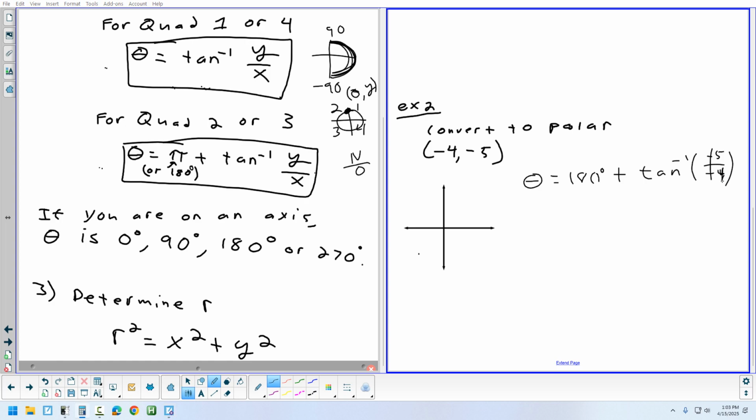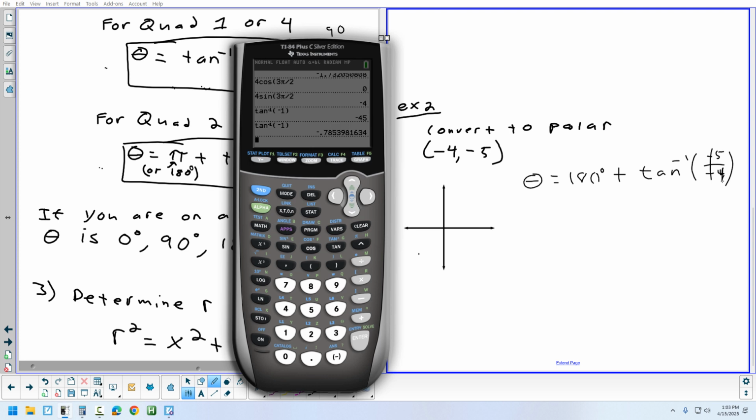Okay, so let's do inverse tangent of 5/4. Well, that's in radians, but let's do it in degrees. Switch to degrees. We have to do degrees because we said 180. Okay, so we get 51. But then when we add 180, it's going to give me an angle of 231.34.